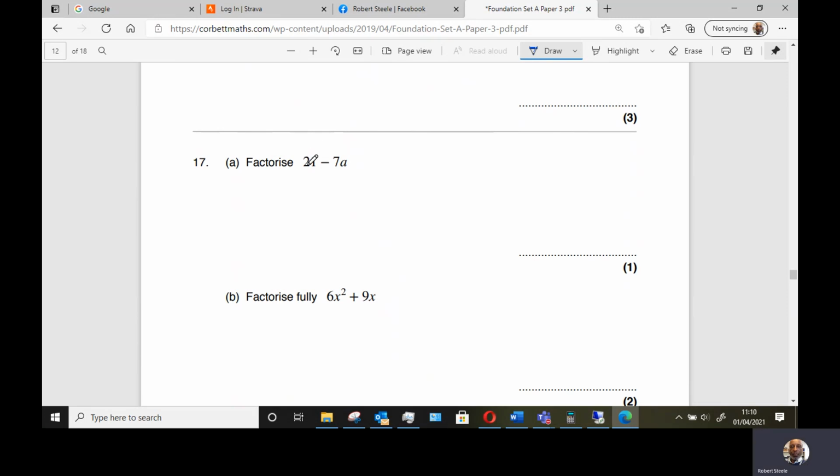Factorize. 21 and 7, both in the 7 times table. So I'm going to take a factor of 7 out of both terms. So if I divide this by 7, I'll get 3. If I divide this by 7, I'll get a.